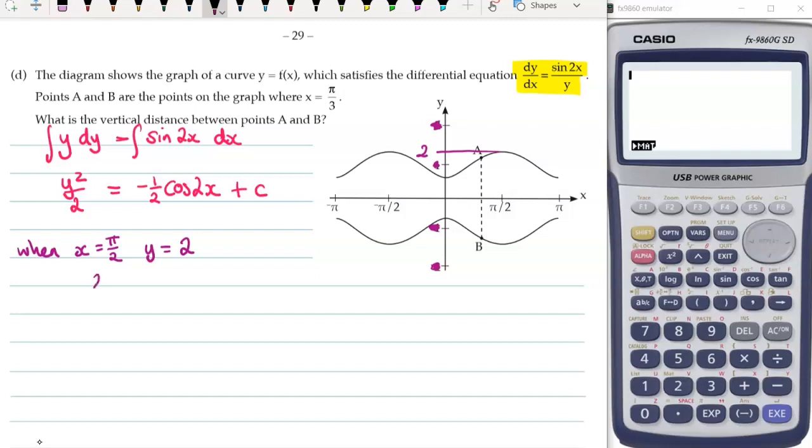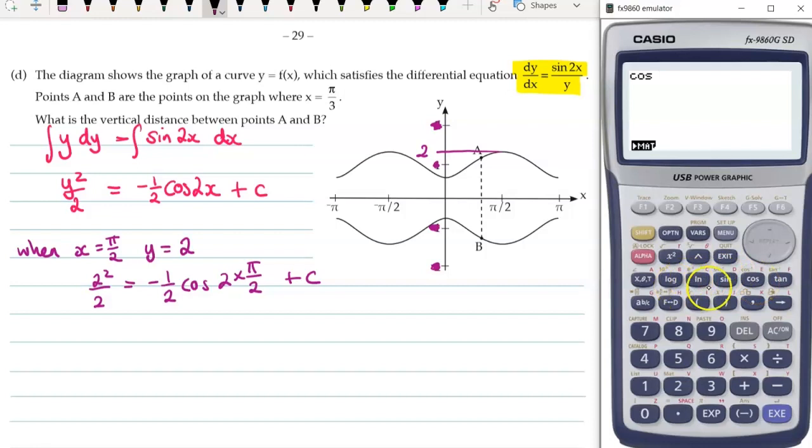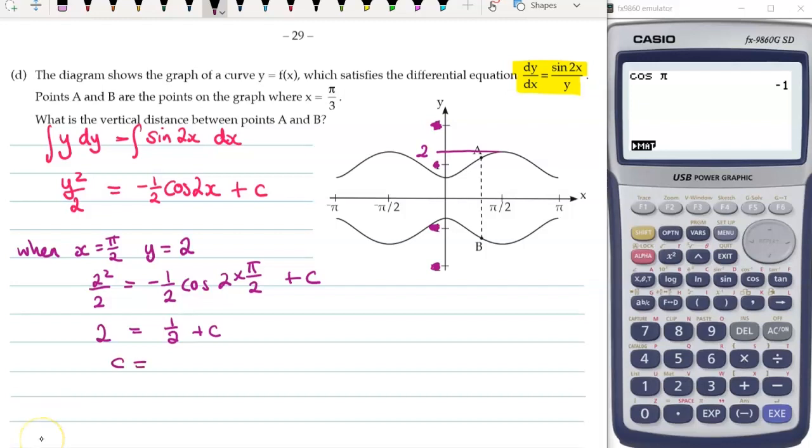So we get 2 squared over 2 is equal to minus a half cos of 2 times pi by 2 plus c. So cos of pi is equal to minus 1. Times it by minus a half, we will have a half plus c on the right. 2 squared is 4, divided by 2 is 2. So c is 2 minus a half, c is 1.5.